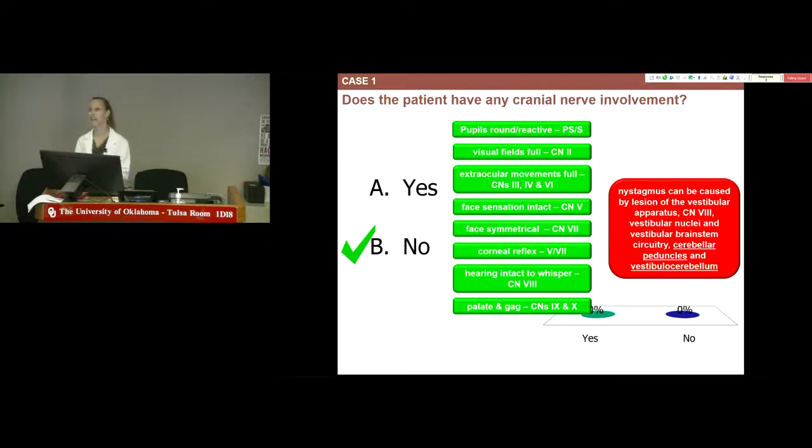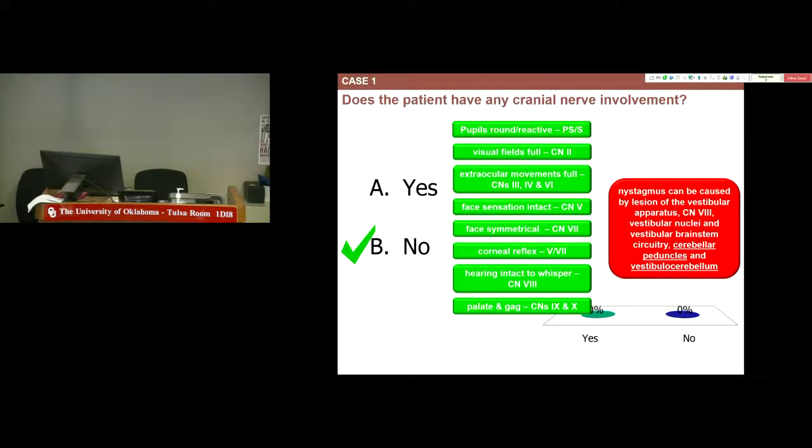But he had nystagmus, right? That's what you want to say. But he has nystagmus. Maybe his cranial nerve is not okay. Maybe 8 is not okay. Well, remember the thing about nystagmus: it doesn't tell us cranial nerve 8, it tells us vestibular system. So cranial nerve 8, his hearing is intact.